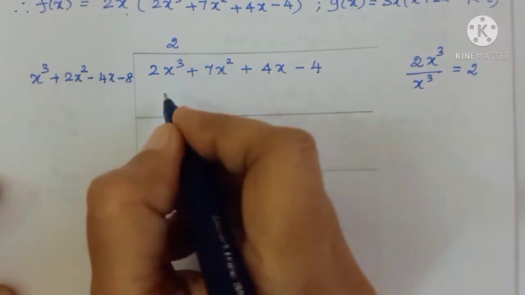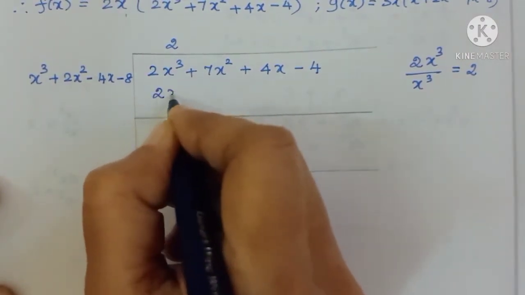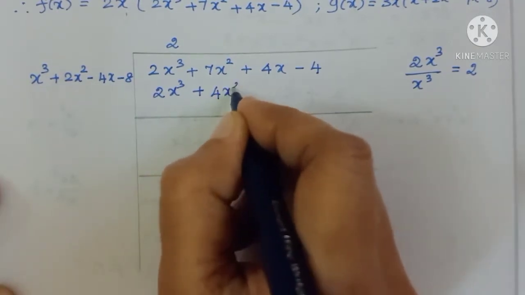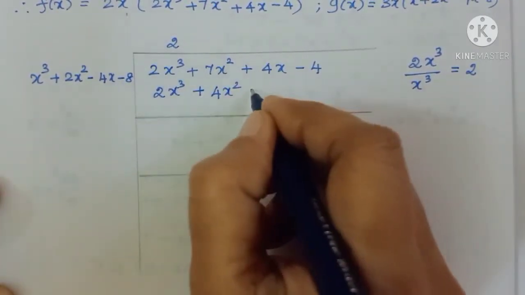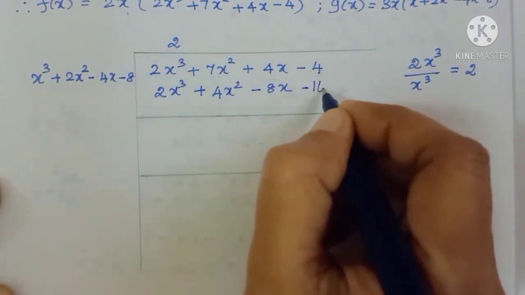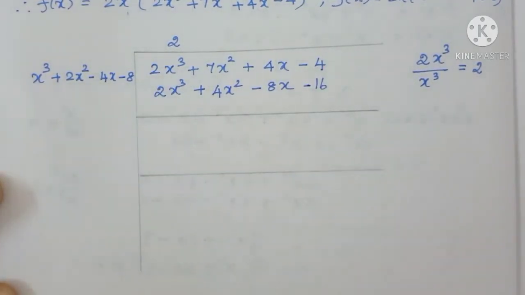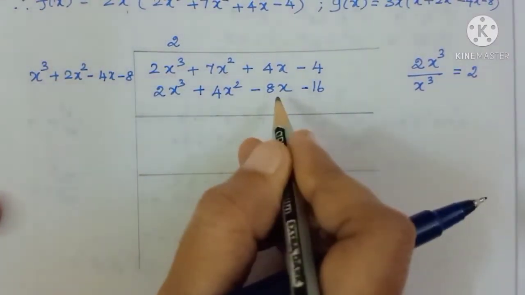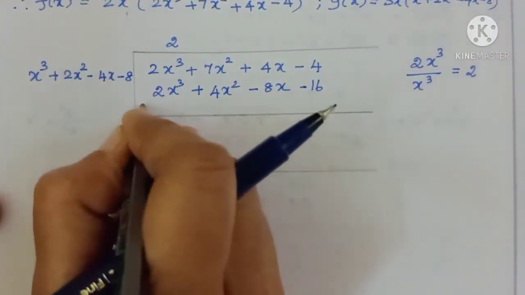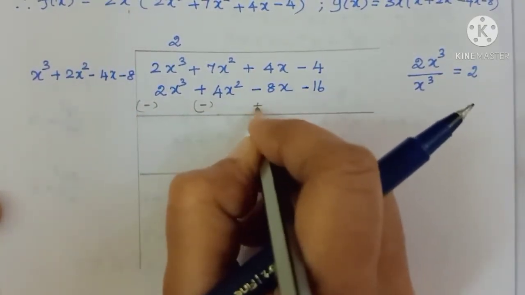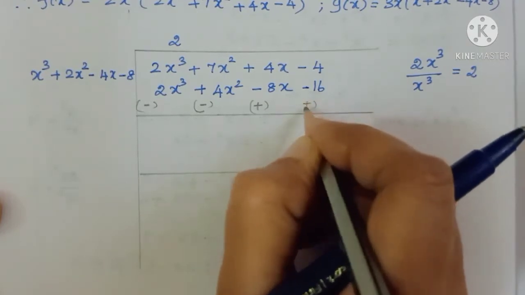So 2 multiplied with this one means you will get 2x cube plus 2 into 2, 4x squared, 2 into minus 4x, that is minus 8x, 2 into minus 8 is minus 16. Okay. Now we are going to subtract the 2 polynomials. That is, we are going to change the sign for the second expression. So if you change the sign, you will get here minus, this will also be minus, here the minus term will be plus, here also plus.